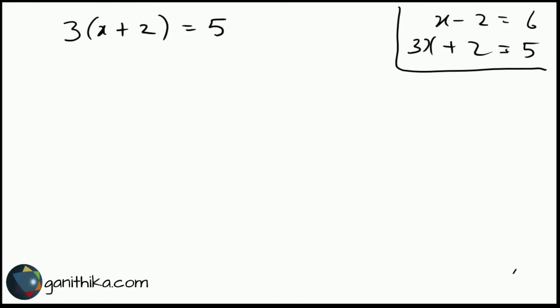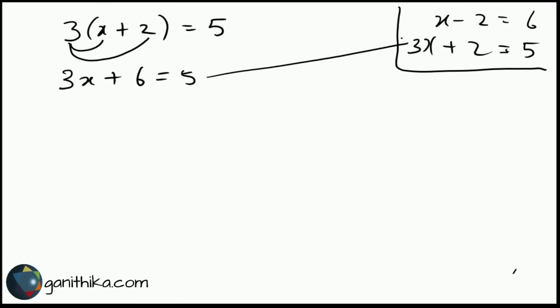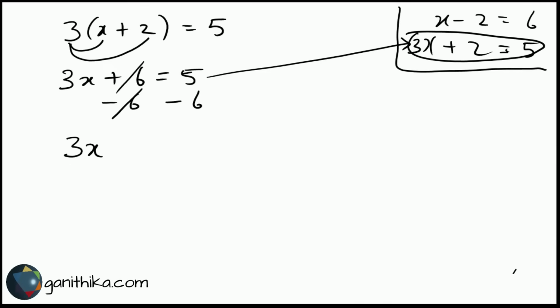So in this case, if we take this equation as 3 times x plus 2 equal to 5, how are we going to solve this? There are two ways of doing this. We can actually open the bracket: 3x and 3 times 2 is 6. So 3x plus 6 is equal to 5, and then we can make this equation look like this equation, and then we can balance the equation on both sides. You have to subtract 6 on both sides to eliminate this 6. So we'll have 3x on this side and we'll have 5 minus 6, which is minus 1.